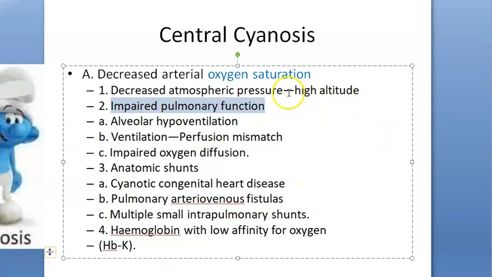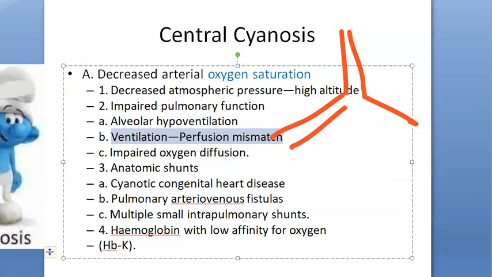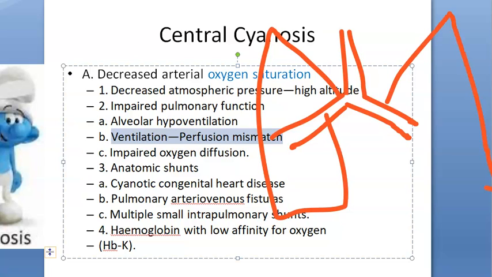Impaired pulmonary function. Your lung itself is not able to pull out the oxygen. So though the air is fine, your lung is not fine. Alveolar hypoventilation. So there is not enough air, hypoventilation of the alveoli. Ventilation perfusion mismatch. Now they are talking about the alveoli and the blood, the mismatch. So you understood, right? This is your lungs, trachea bifurcation, and this is your lung. Okay. So that is how they are coming from.